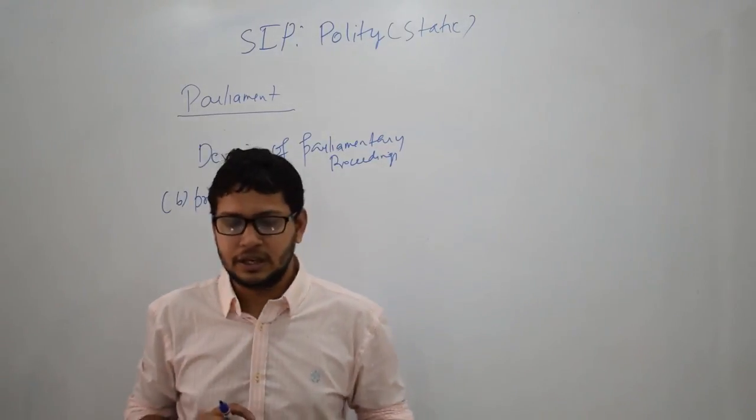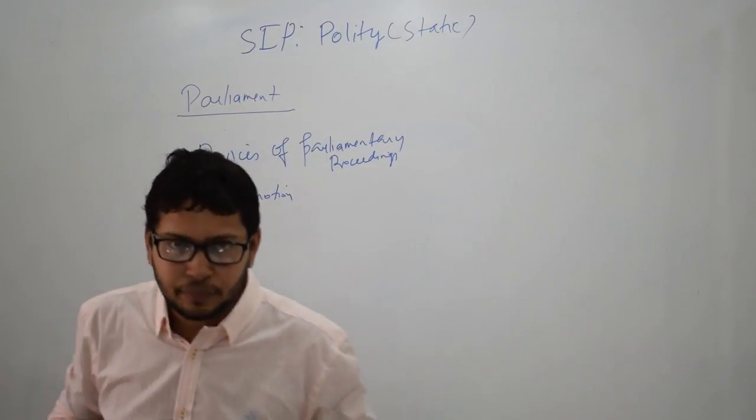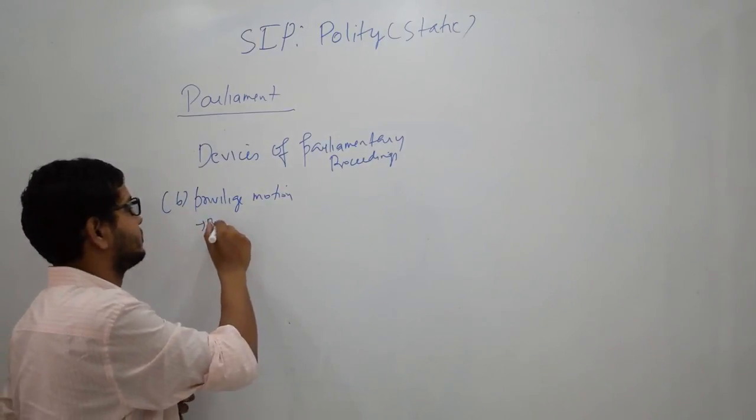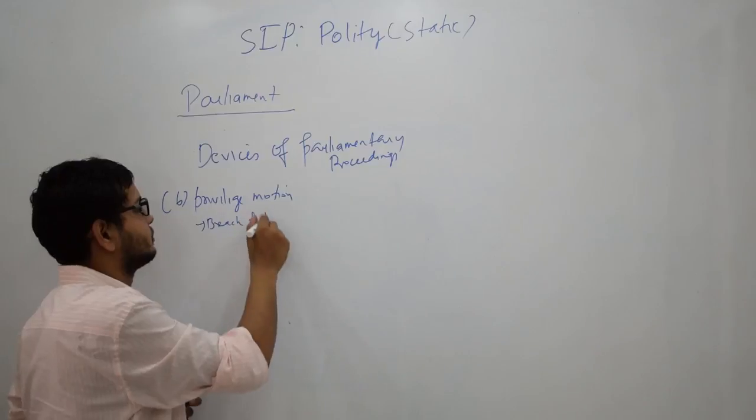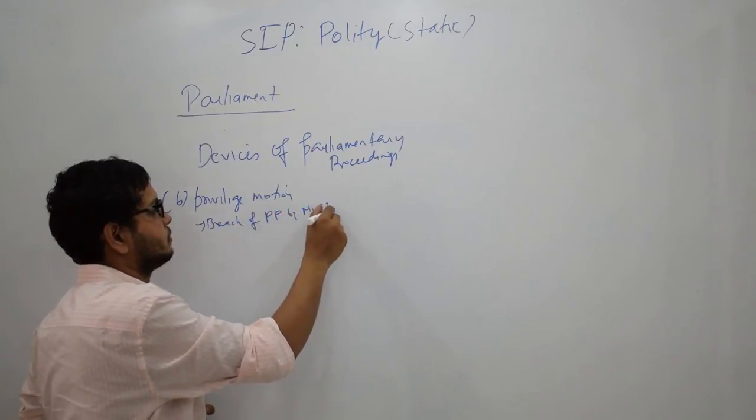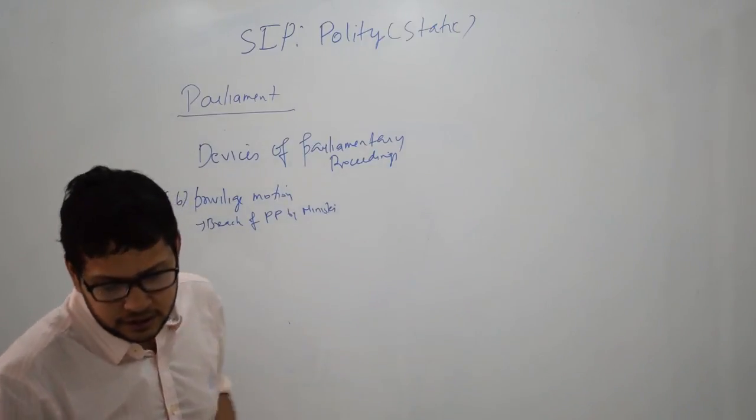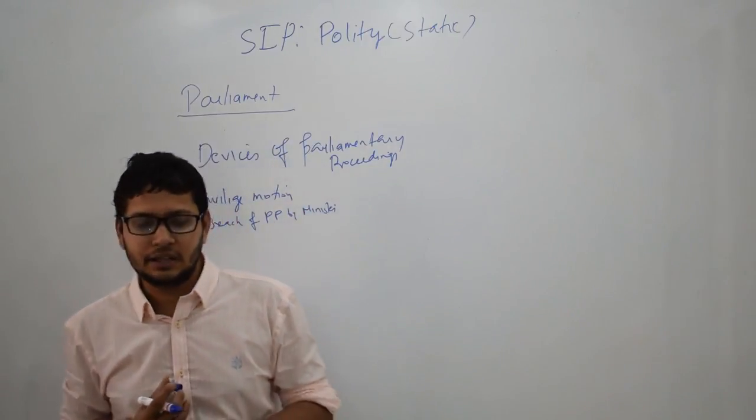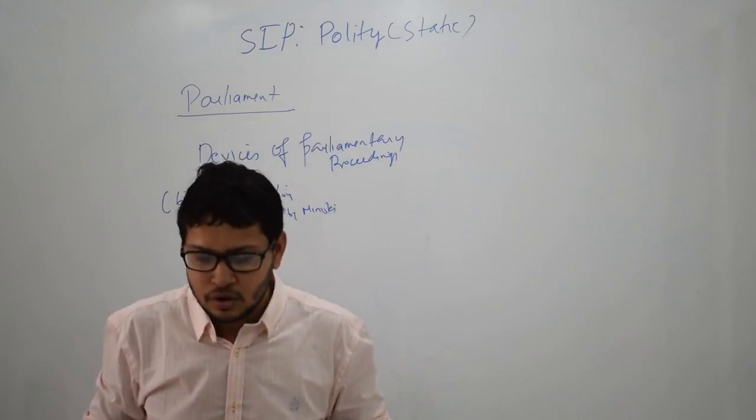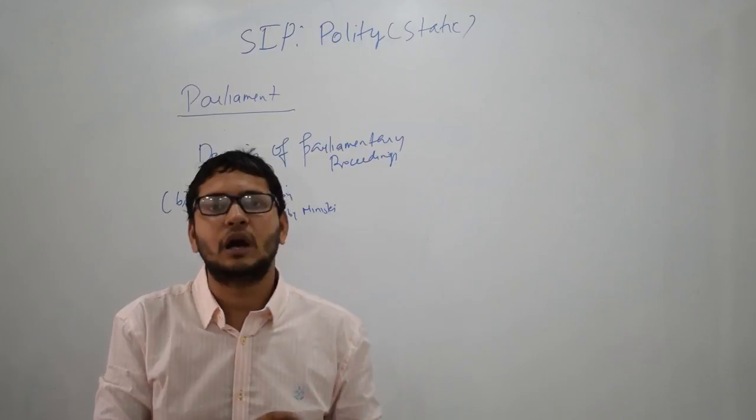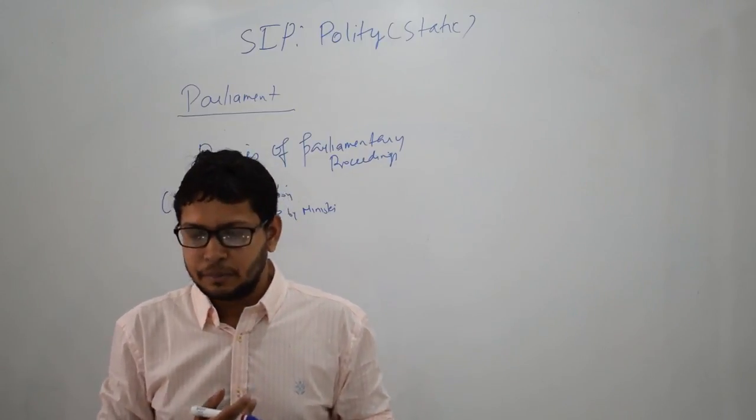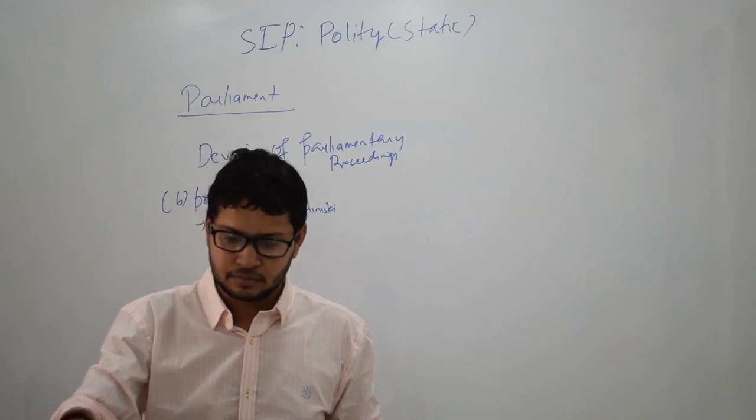Now, privilege motion is concerned with the breach of parliamentary privilege by a minister. It is moved by a member when he feels that a minister has committed a breach of privilege of the House, or that one or the other member of the House has committed this breach of privilege.